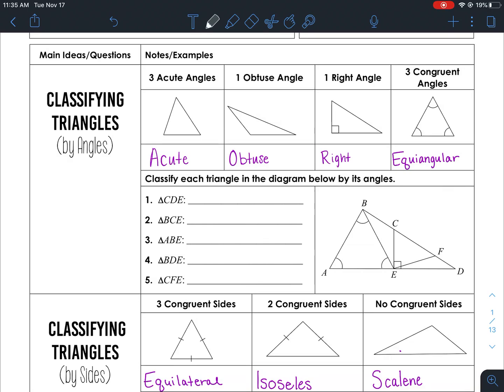Hi everybody, this is going to be our chapter 5. We're doing triangles. In our first little section here, we're going to classify triangles by angles. So we're going to start with acute triangles.